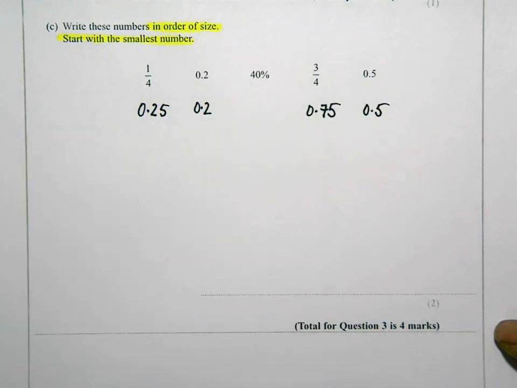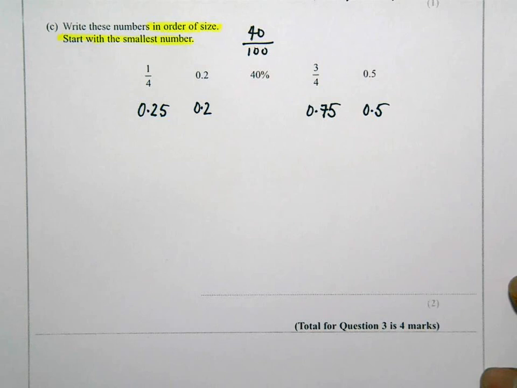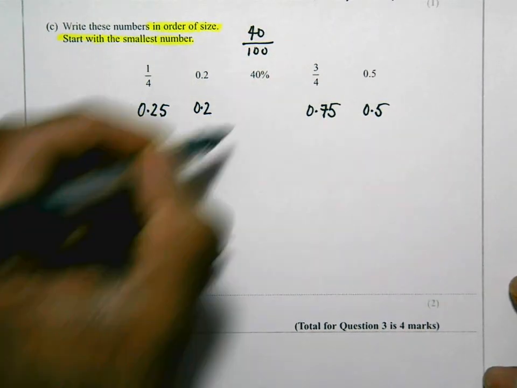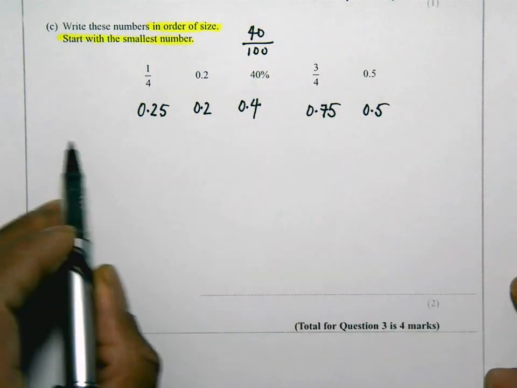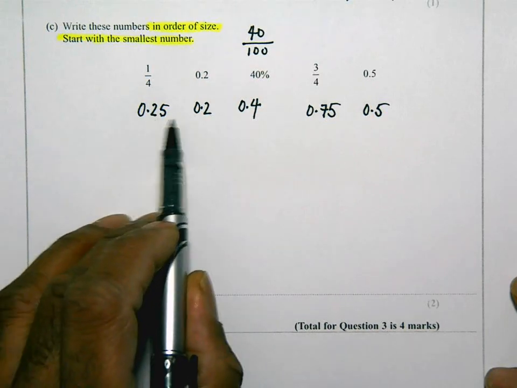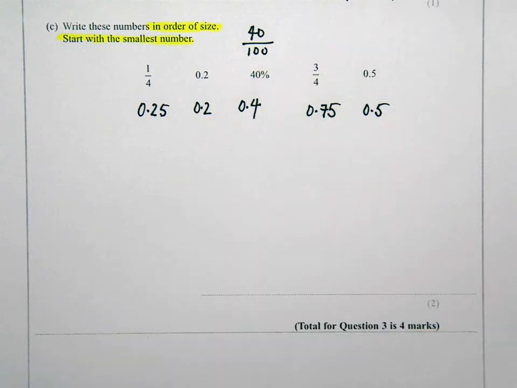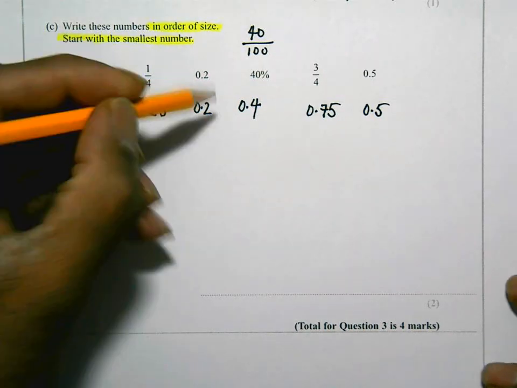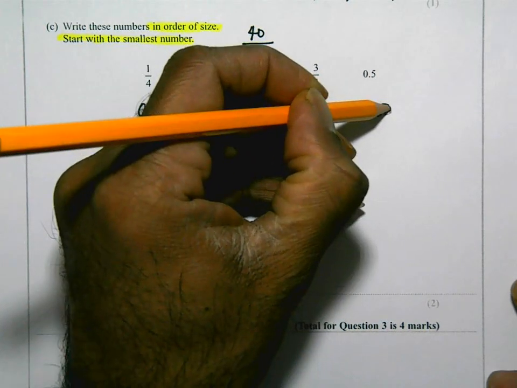Okay, and 40%. Now 40%, that means 40 over 100. Percent means out of 100. 40 divided by 100 is 0.4. Okay, so looking at these decimals here, they all have different number of decimal places. So that has 2 decimal places, 2 numbers after the decimal point. 1, 1, 2 decimal places, 1 decimal place. What I'm going to do is the ones with 1 decimal place, I'm going to just put a 0 over there. So now they all have 2 decimal places, right?